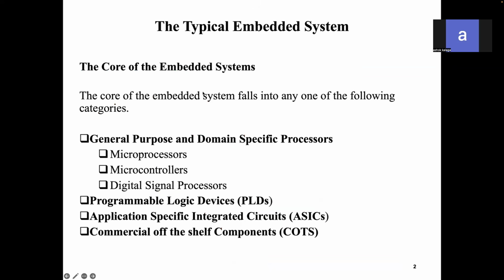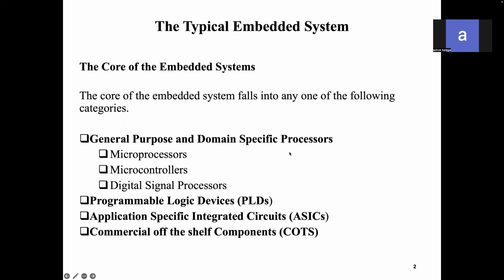First we will discuss the core of the embedded system. The core of the embedded system falls into four categories. I already told you it is the brain of an embedded system. So you cannot replace the brain. Even though you can replace any part in our body, we cannot replace the brain. So it is the brain of an embedded system, the core.